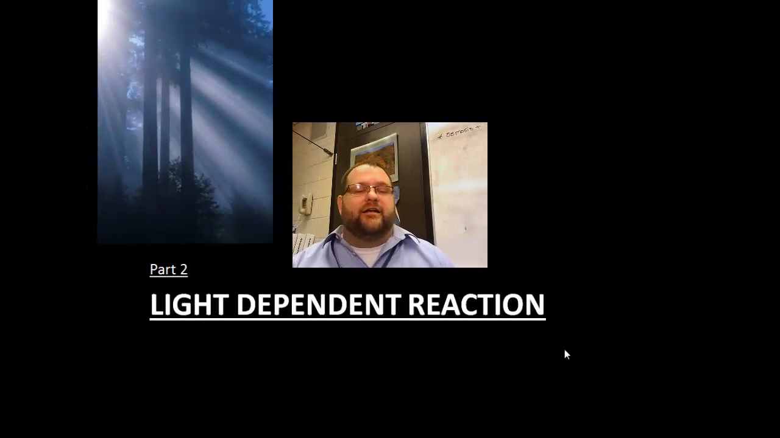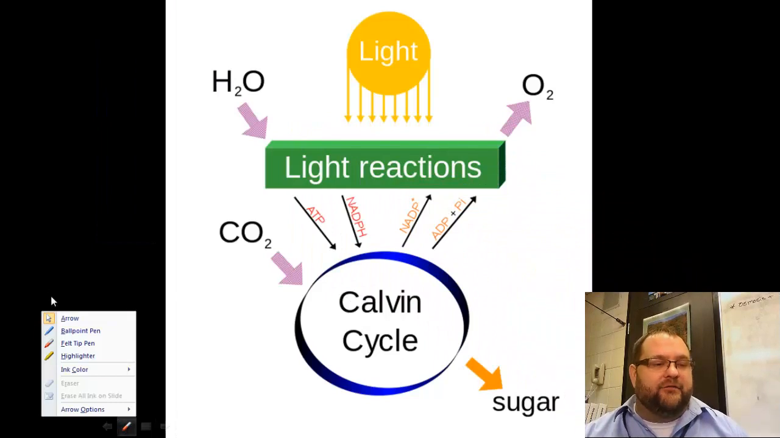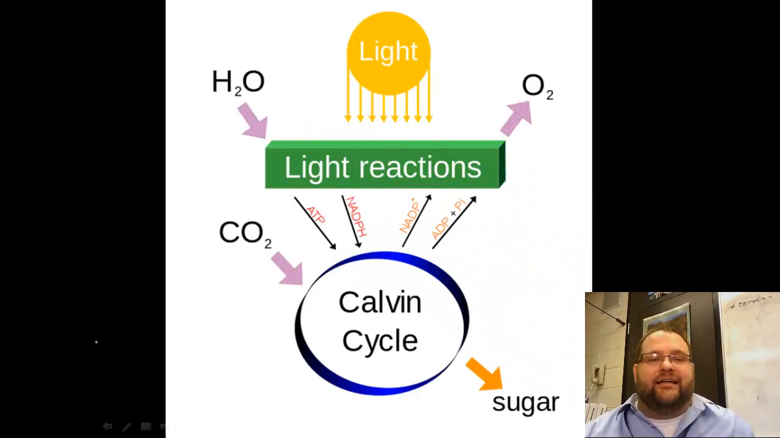In this lesson, we are going to discuss the nitty-gritty of photosynthesis, starting with the first part, the light-dependent reaction. I showed you this chart at the end of our last lesson, and I like this chart because it sort of lays out how everything works, and I just want to talk about that first. So there are these two reactions. There's the light reaction and the Calvin cycle of photosynthesis.